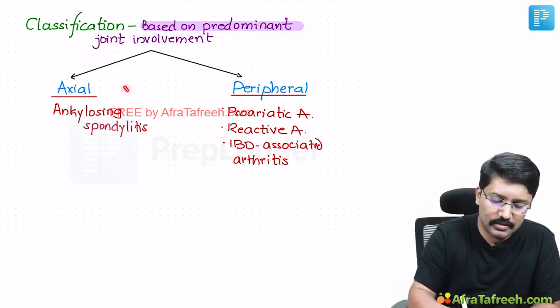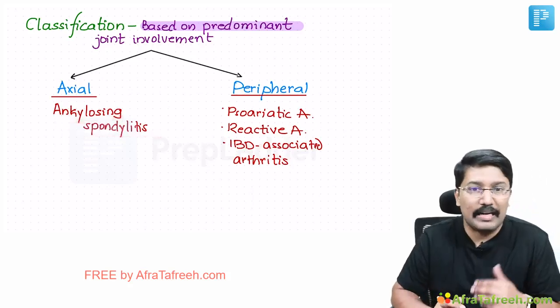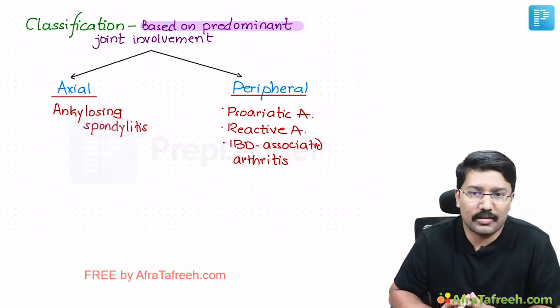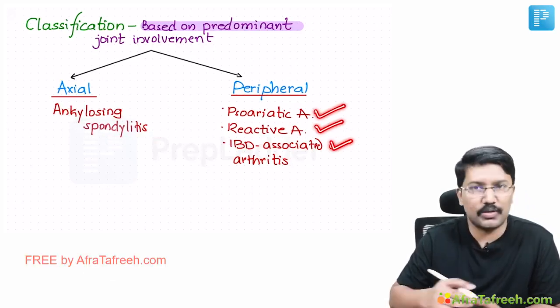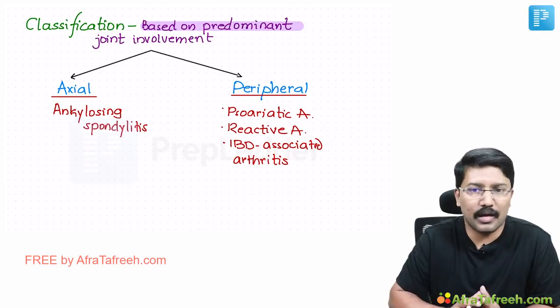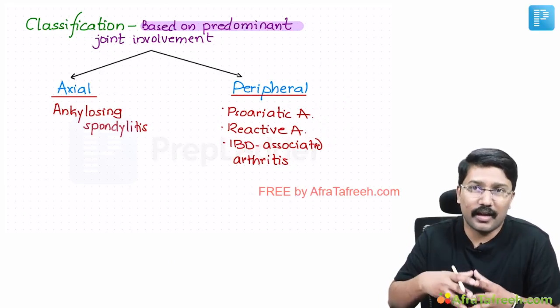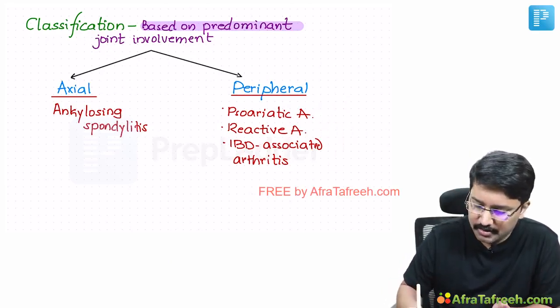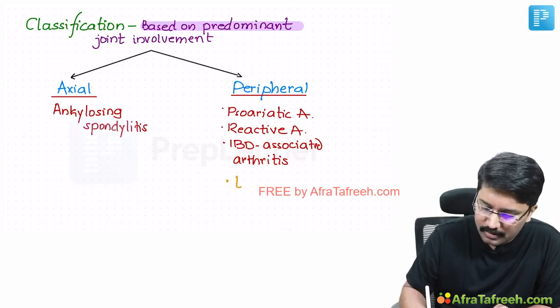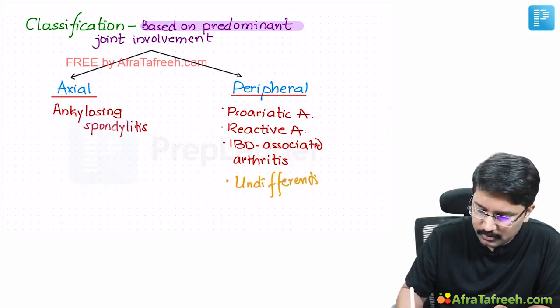Axial spondyloarthritis, the classical example for that is obviously ankylosing spondylitis, and peripheral spondyloarthritis, which includes psoriatic arthritis, reactive arthritis, and IBD associated arthritis. Right? These three are peripheral arthritis. There may be circumstances where they do not characteristically fit into these three. Then we will be calling them undifferentiated peripheral spondyloarthritis.